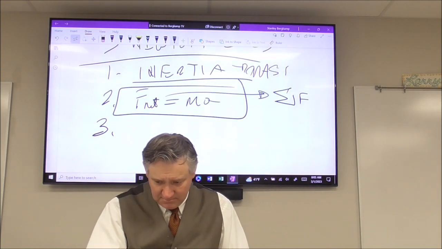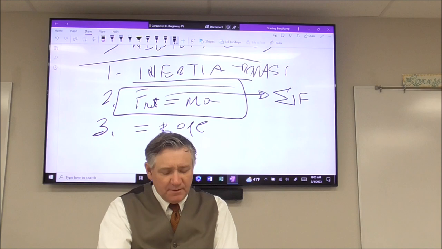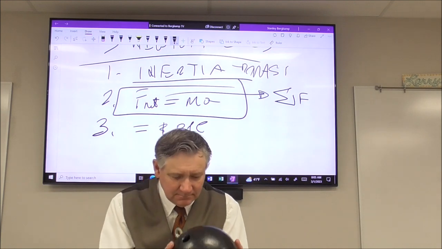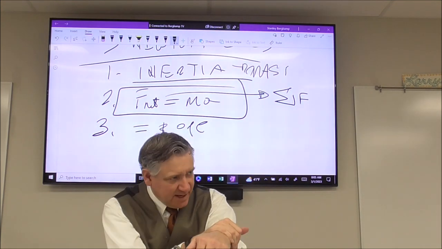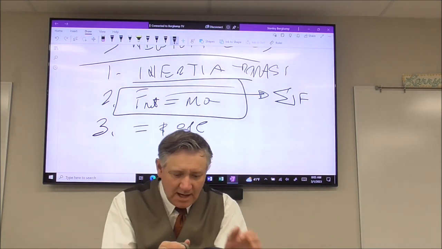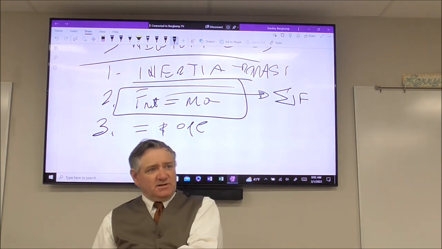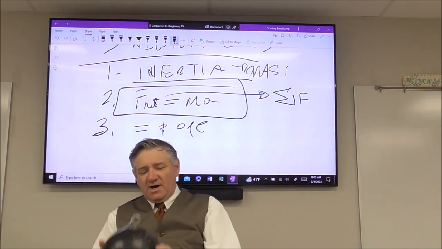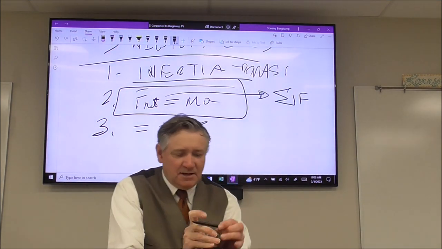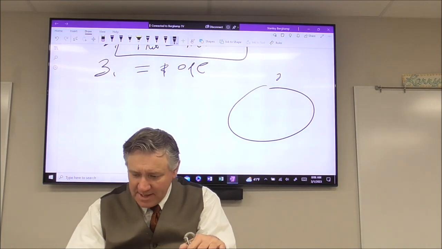Now, the third law says that for every action there is a reaction. In other words, forces are coupled. So if I drop Hank on the table, obviously the table exerts an upward force on Hank. Hank exerts a downward force on the table. Those two forces are equal and opposite. I lift up Hank, so I'm exerting an upward force on Hank. Hank is exerting an equal and opposite force down on me. If I drop Hank, obviously this is not to scale, but here's the Earth, and here's Hank. I drop Hank.